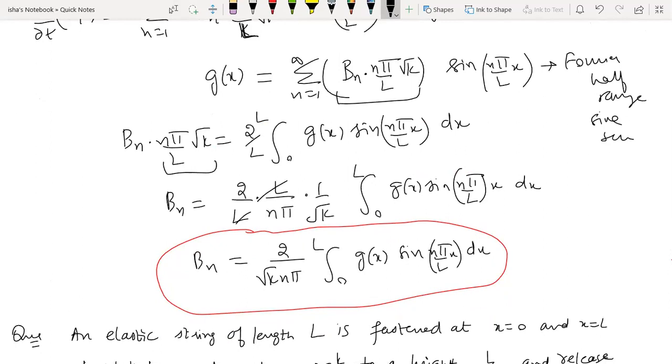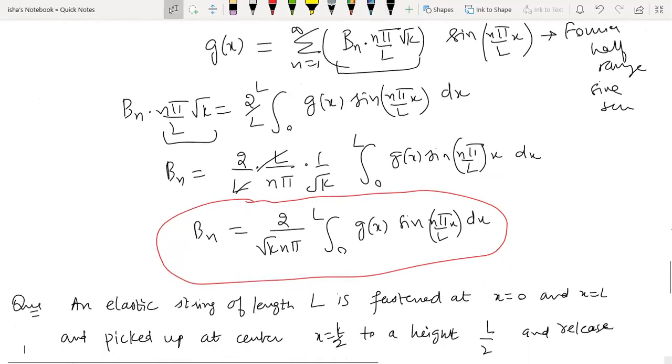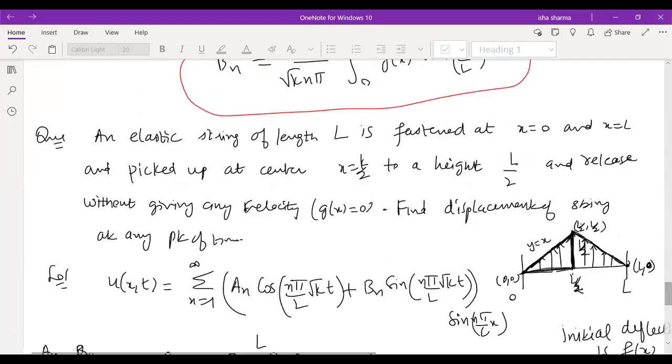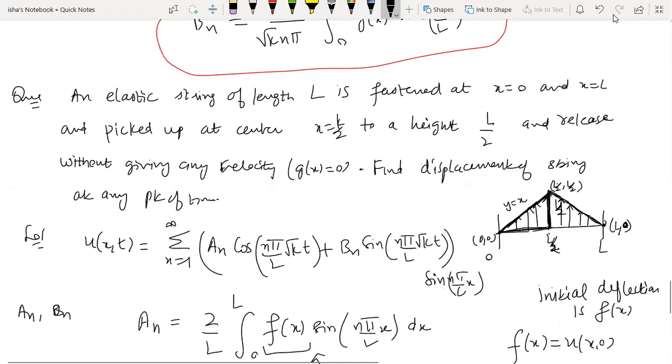So now we will be doing the question. We started with a question already yesterday. You have an elastic string of length L, which is fastened at x is equal to 0 and x is equal to L. So these are the endpoints. And this is picked up at the center. The center is obviously at x is equal to L by 2. It is picked up from its ground level to a height L by 2, and then it is released without giving any velocity.